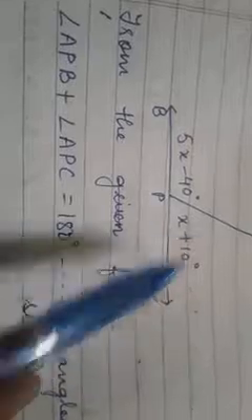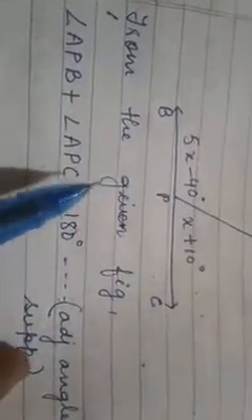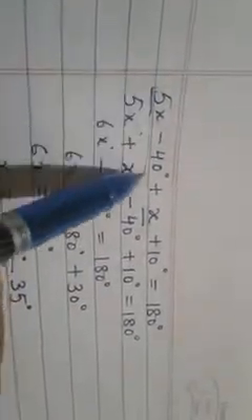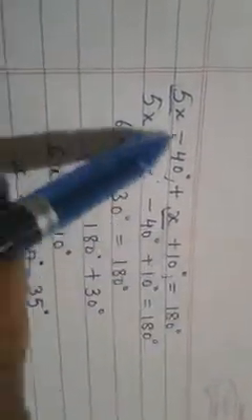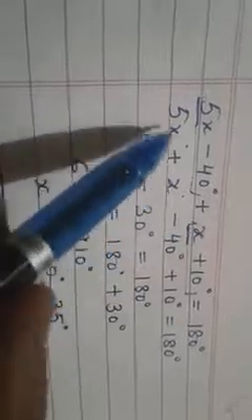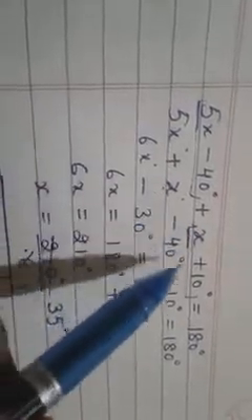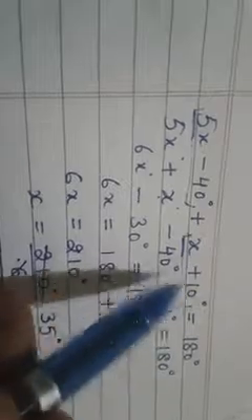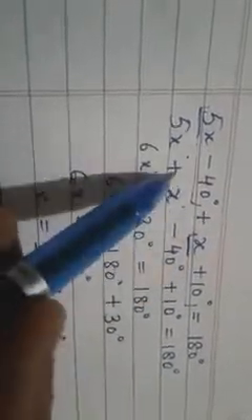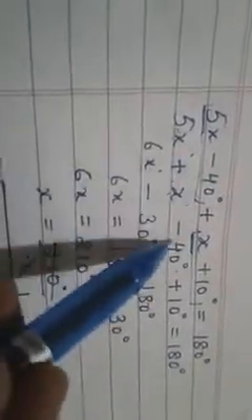So you know how to find x. Since BC is a straight line, angle APB plus APC is equal to 180 degrees. Substitute the value of both the angles: 5x minus 40 degrees, this is one angle, and this is another angle. So segregate the x terms and constants on the LHS: 5x plus x, minus 40 plus 10. Rest of the things as they are.